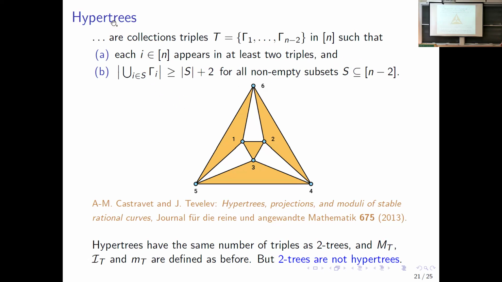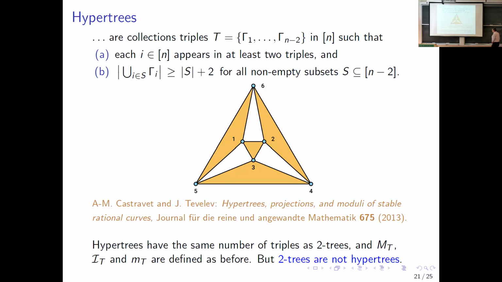So what are they? A hypertree is a collection of triples. Namely, you take n minus 2 triples in the ground set 1 up to n. And there are two conditions. The first condition is that each index i should be in at least 2 triples. And then there's a spread out condition. For every subset of these triples, the size of their union should be large enough. So you have this hypergraph, and you want it to be spread out. The first one says every vertex participates. The second one says it's spread out enough.